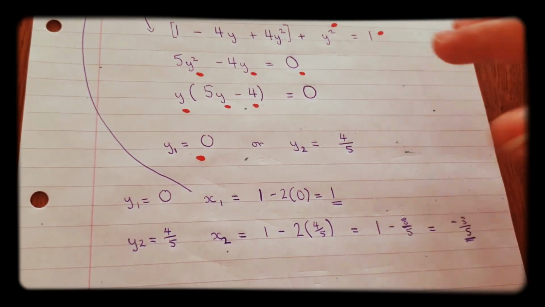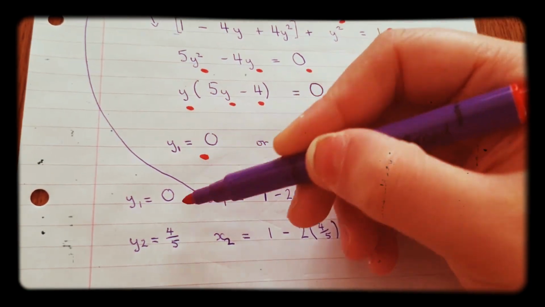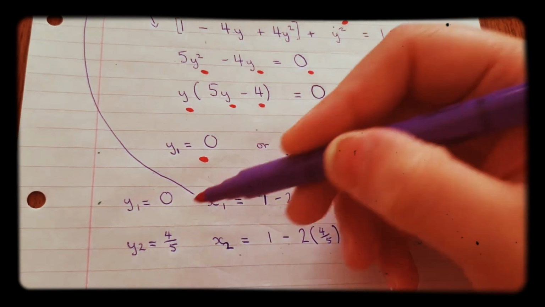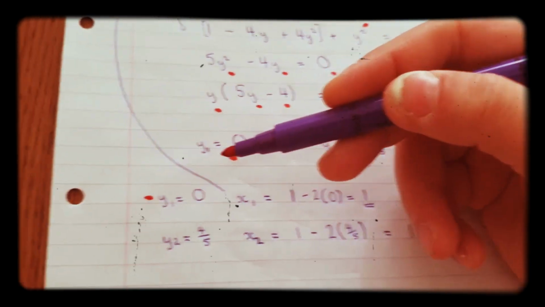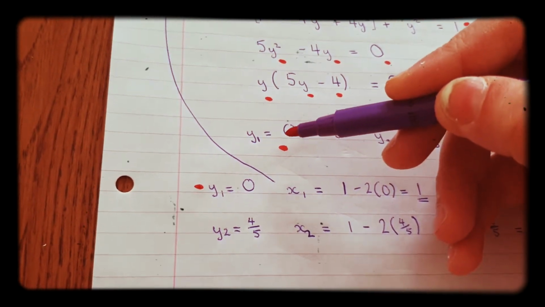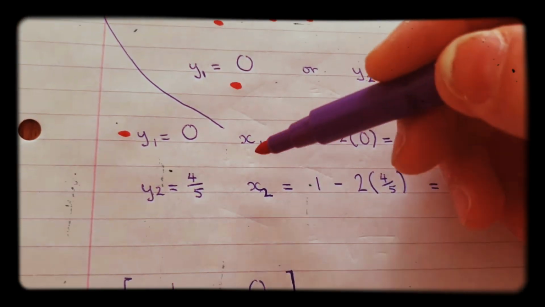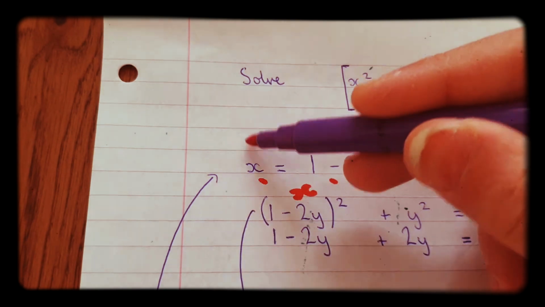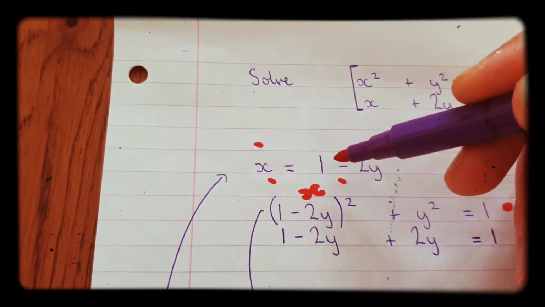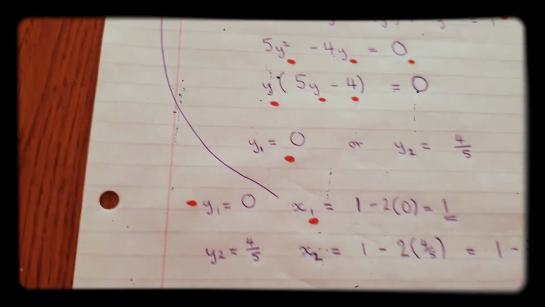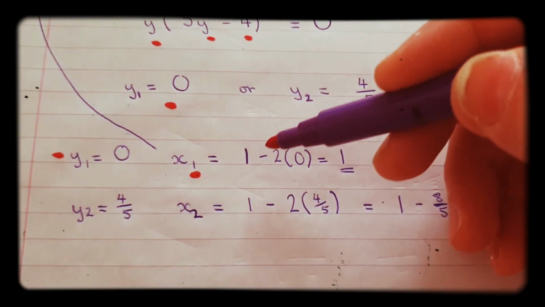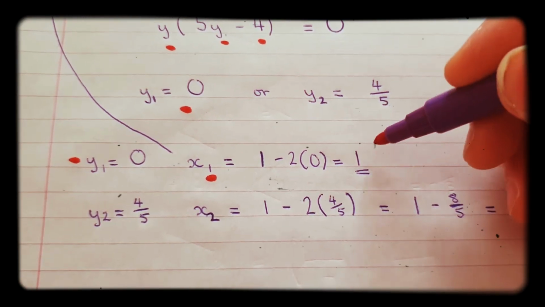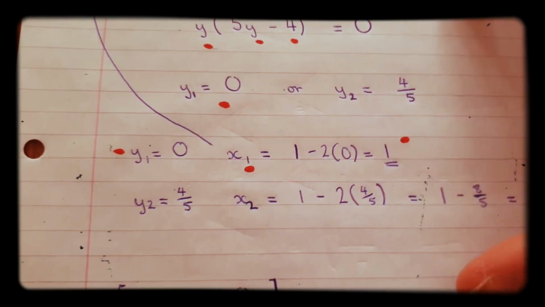So now what we do is we put these values back into the formula at the beginning to find the x's. So here on this line, I'm doing y1 equals 0, and then for x1, I'm going to be using this formula from earlier on, x equals 1 minus 2y, to figure out x. So x1 equals 1 minus 2y, y equals 0, so our x1 is 1.